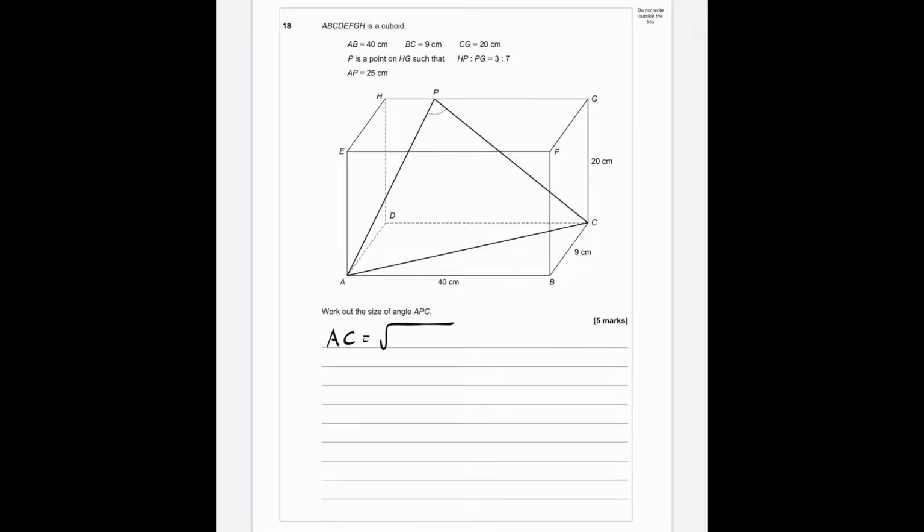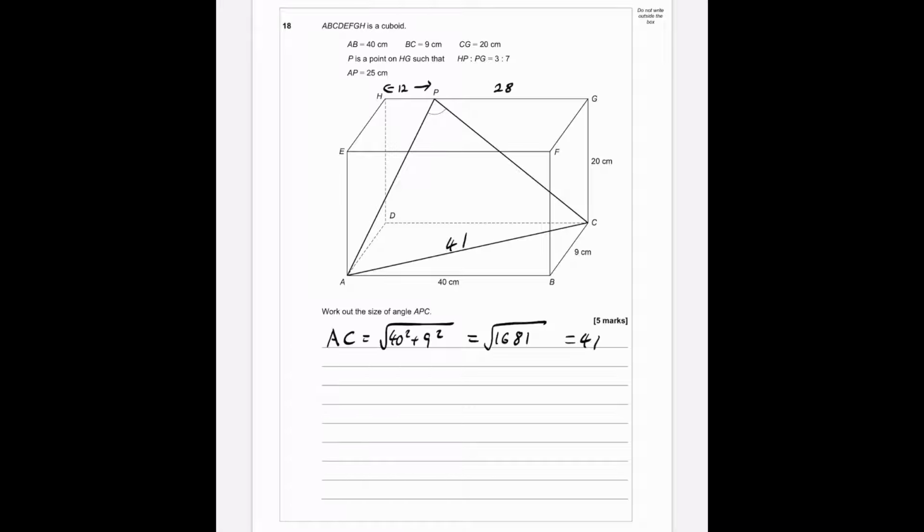All right, question 18. We've got sort of this triangle ACP, which is floating inside the box. P is at the top, and obviously A and C are at the 2 corners at the bottom. Start off by finding A to C by doing Pythagoras on ABC. It comes out as 41 degrees.